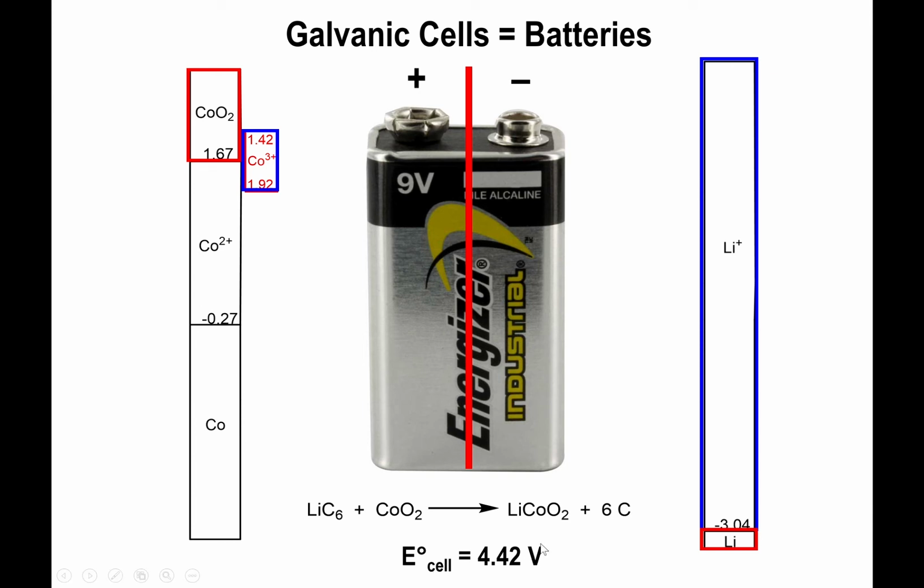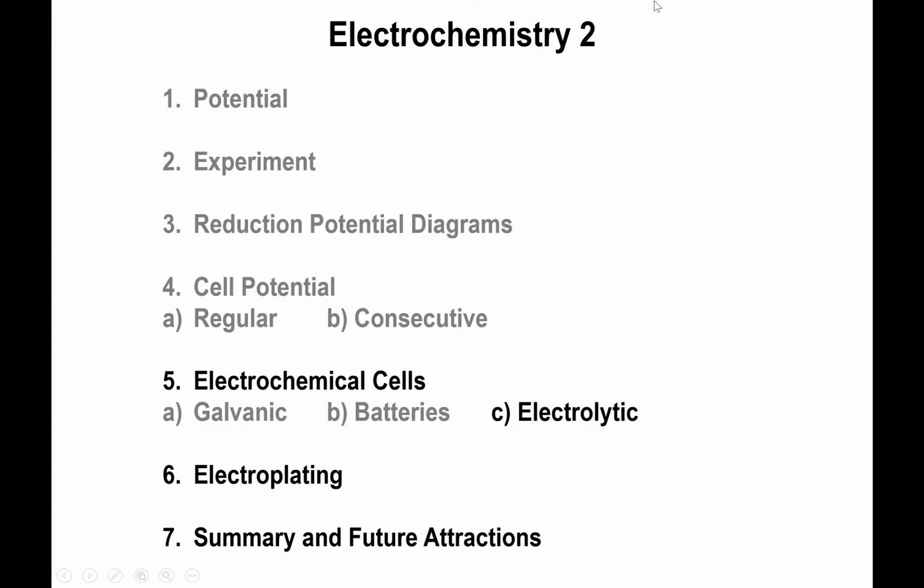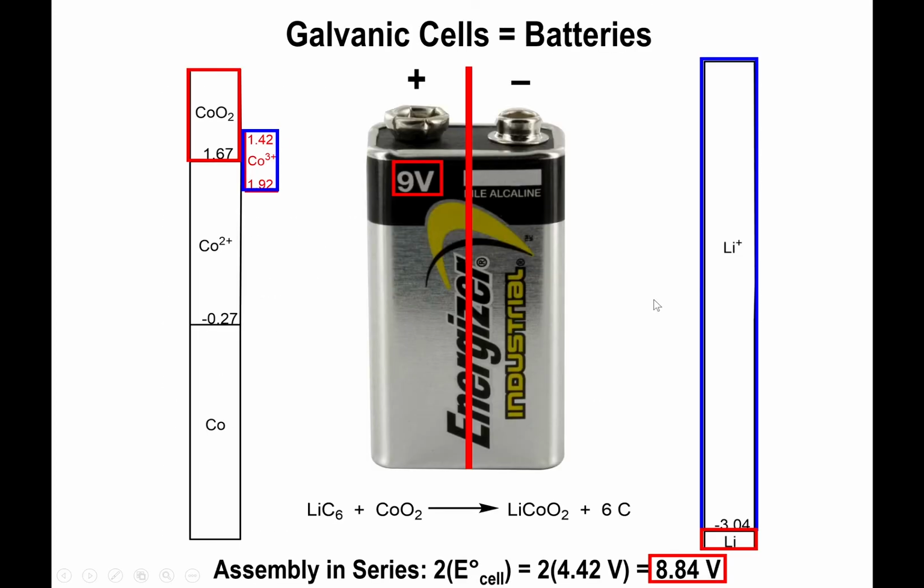Alright, so that's what you get for the couple of lithium 0 with cobalt 4. And so you get from that 4.4 volts. But as you may have noticed, this is a 9-volt battery. And what that tells you is that basically you're assembling two of these setups in series, because when you have batteries in series, or I guess you could call it the electrical setup.